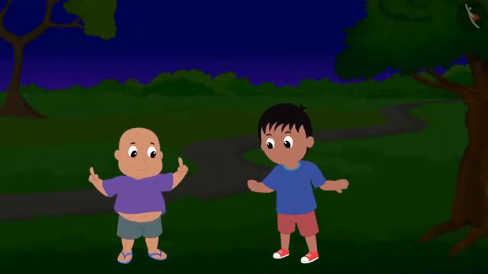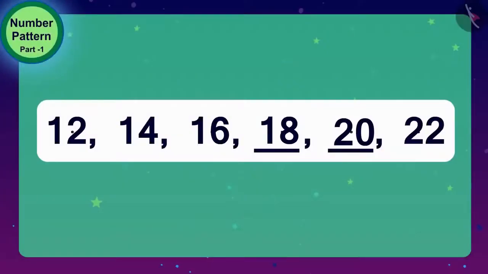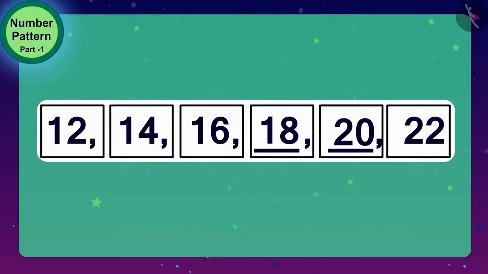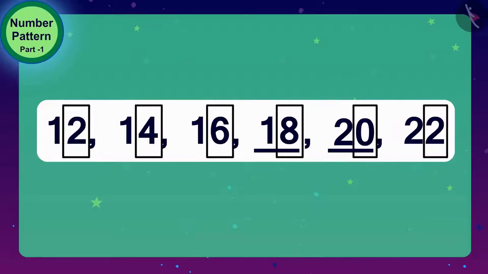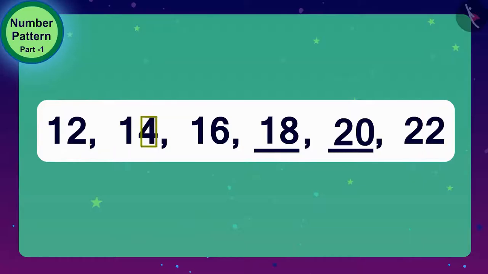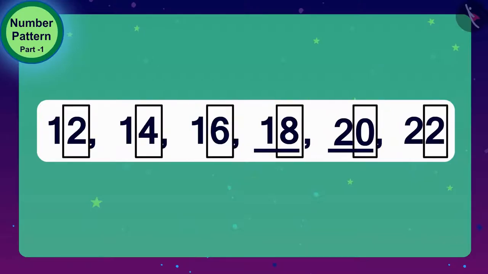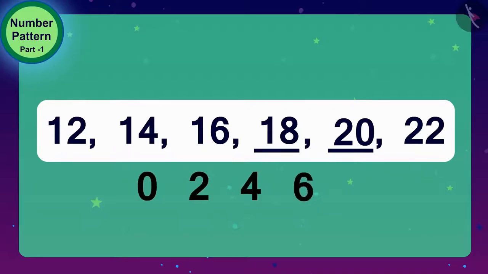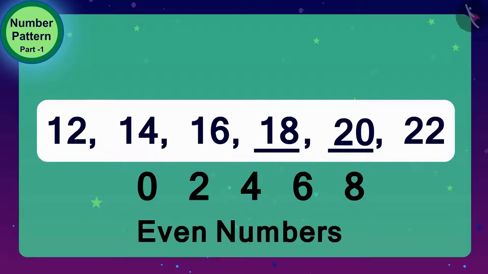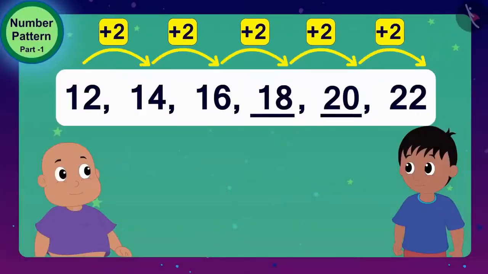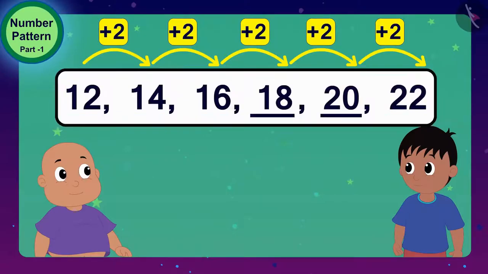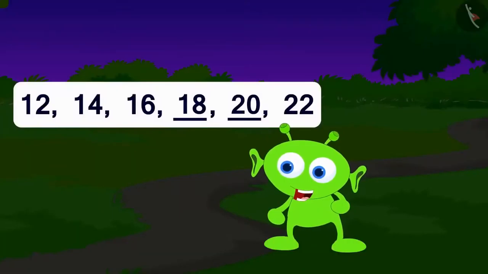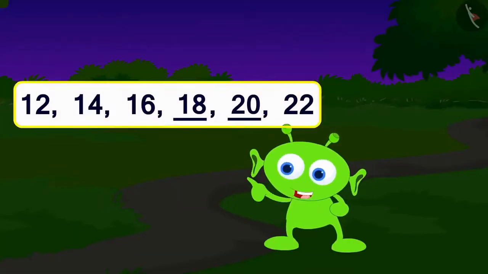Both Raju and Bablu started dancing. Children, do you see one more special thing in these numbers? Here, all the numbers have 0, 2, 4, 6 or 8 at the unit position. Do you know that such numbers which have 0, 2, 4, 6 or 8 at the units place are called even numbers? Raju and Bablu completed this number pattern using the process of addition. Well done! You two have solved it perfectly.